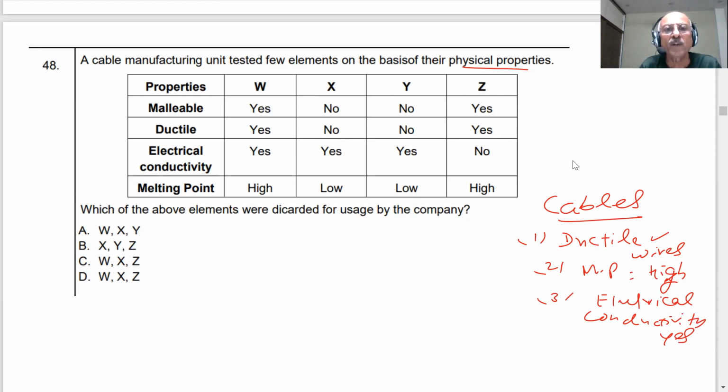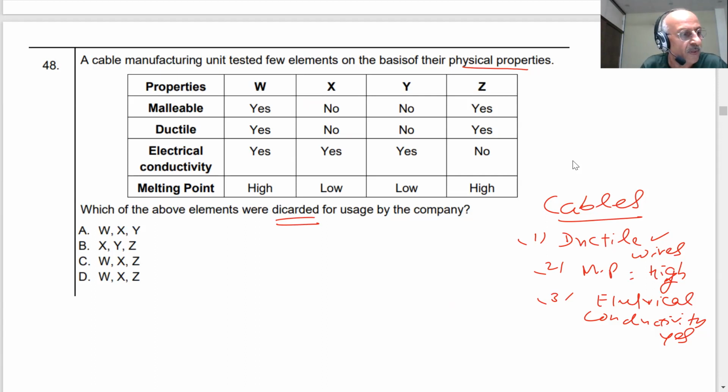Okay? In this case, student, a cable manufacturer tested few elements, and on the basis of the above, some were discarded, which were not accepted by the company. Read the question carefully. Discarded means they are not fit. They do not have the properties which they should have to become a good electrical cable. So it should have high melting point. It should be ductile. It should have electrical conductivity. If these properties are not there, we cannot take them, student.